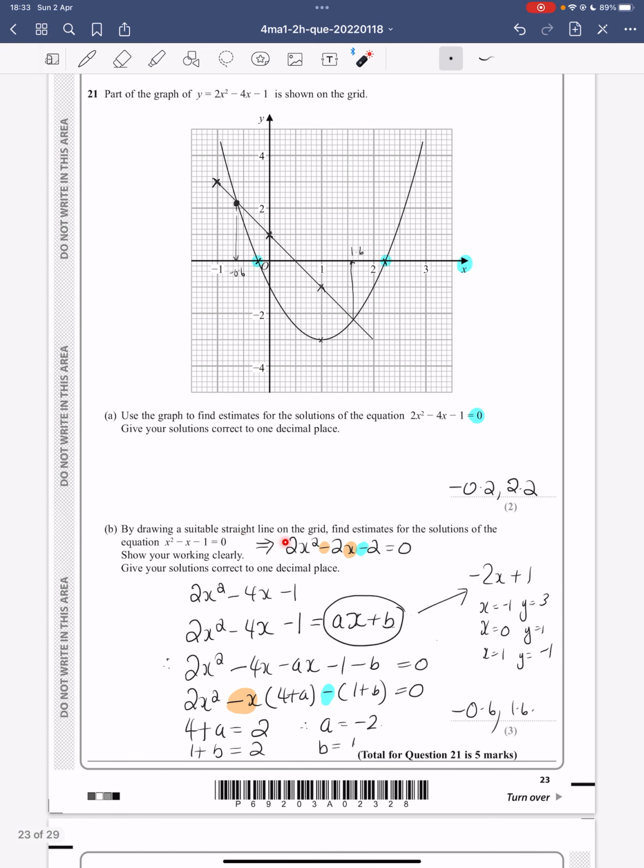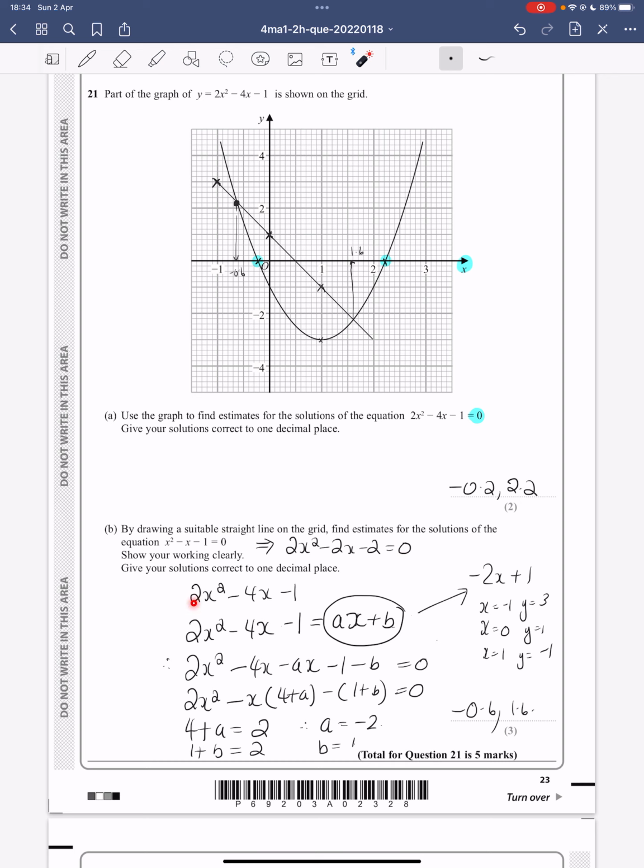Now by drawing a suitable line on the grid, find estimates for the solutions of the equation x squared minus x minus 1 is 0. Okay, so we've got the graph of 2x squared minus 4x minus 1. We want a straight line. That means we really don't want any x squareds in there because they're going to give rise to curvy bits. So if x squared minus x minus 1 is 0, let's multiply through by 2. 2x squared minus 2x minus 2 is also 0.